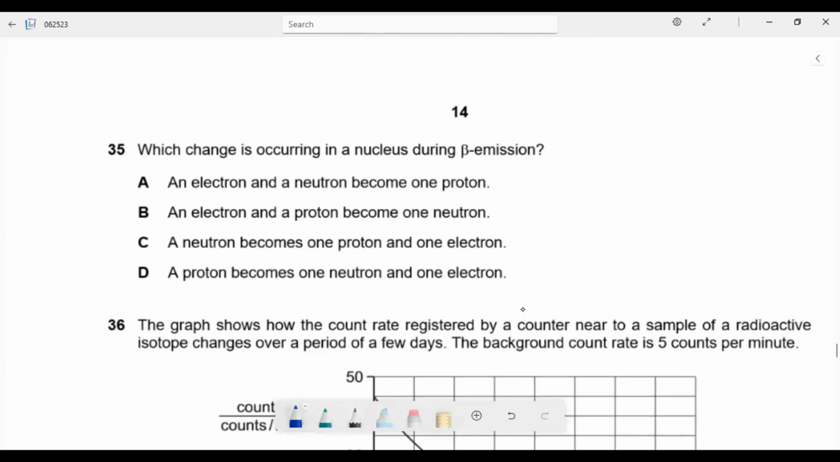What change is occurring in a nucleus during beta emission? During beta emission, a proton, a beta negative and an antineutrino are emitted. The proton is there, the beta negative, that is the electron, is there, and the antineutrino is a nearly massless particle. So here the right answer is C. A neutron becomes one proton and one electron.